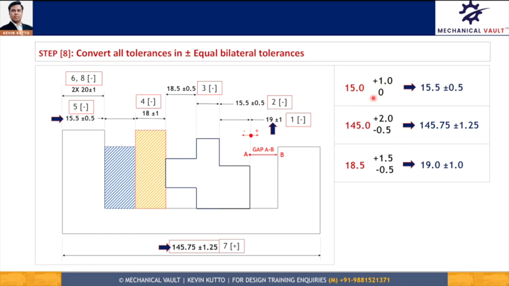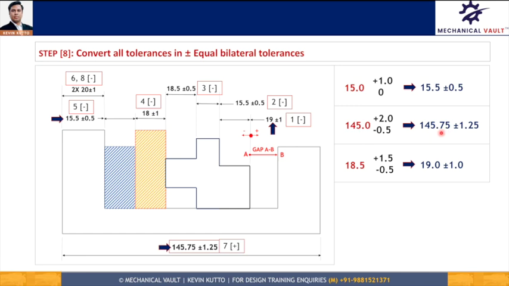So that's how this unilateral tolerance is converted into equal bilateral. Same way we have 145 minus 0.5 plus 2. So the total tolerance here is 2.5, and this 2.5 is divided by 2, which is 1.25. So that's how I got plus minus 1.25. Now if I add this 1.25 to the lower limit, and the lower limit was 145 minus 0.5, which is 144.5, then 144.5 plus 1.25 is 145.75.